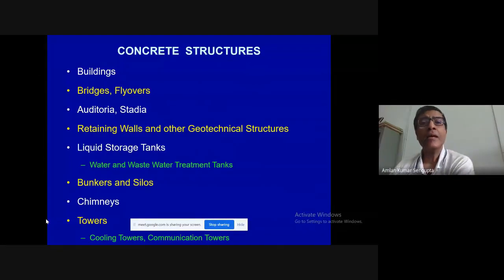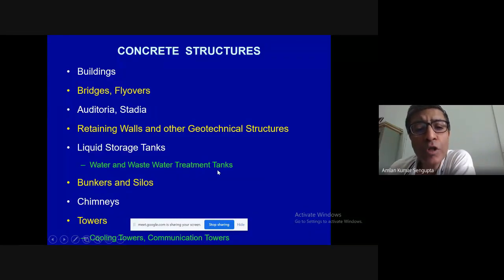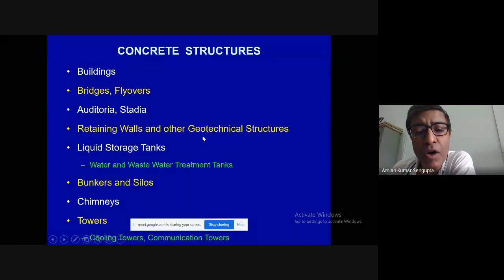Okay. Now what we are going to see is the application of reinforced concrete. Although in this course, we are not going to see the final applications, we are going to study them at a member level or a component level. But unless we study the component level first, we cannot design a full structure.